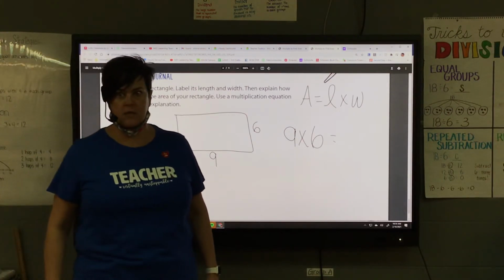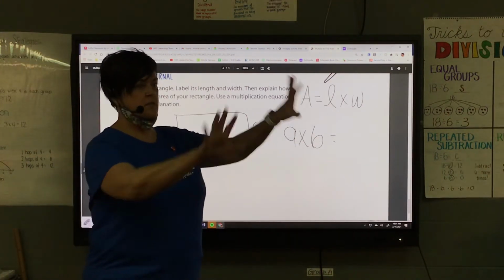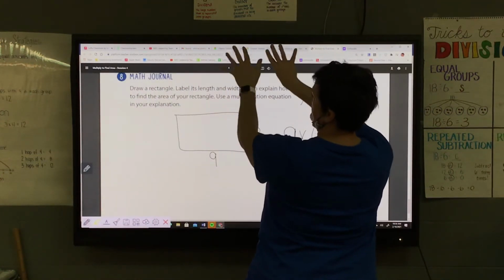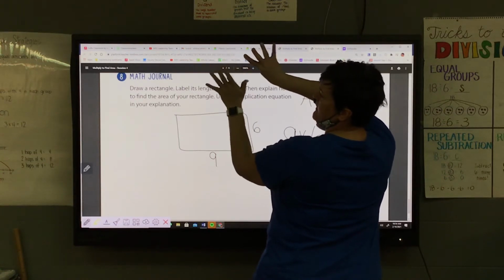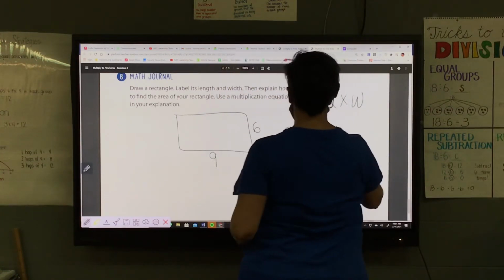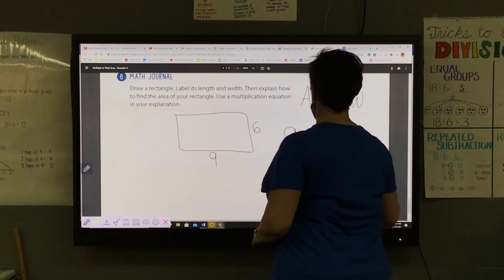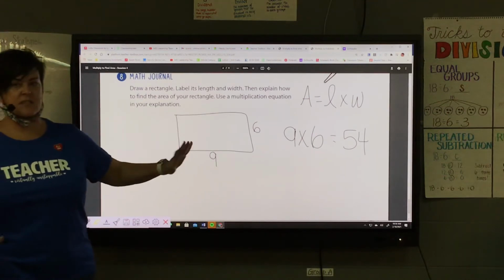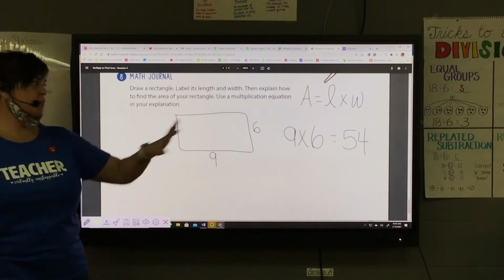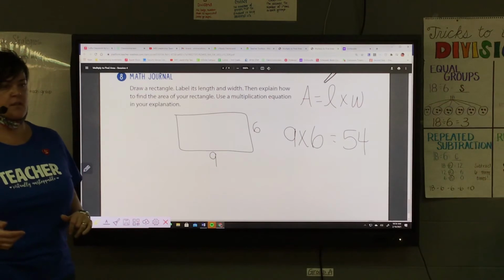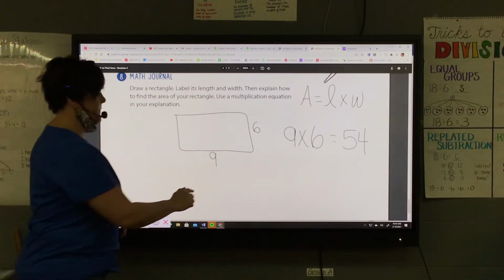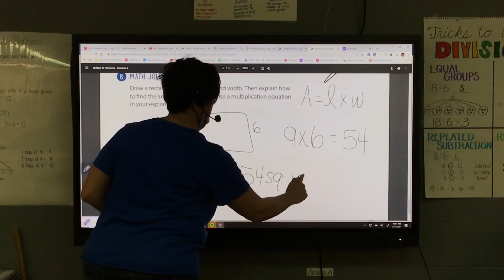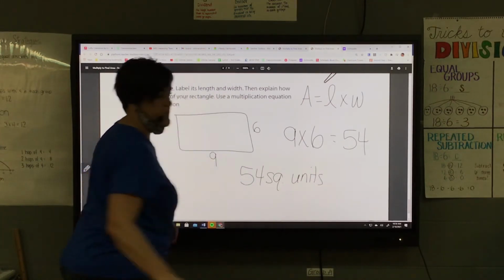I picked a big one. Oh, I can go 1, 2, 3, 4, 5, 6. How many 10s do I have? 5. How many 1s do I have? 4. 54. So 9 times 6 is 54. Now, do I have any units of measurement there? So what should I label my answer with? 54 what? Square units. 54 square units. Solve yours right now.